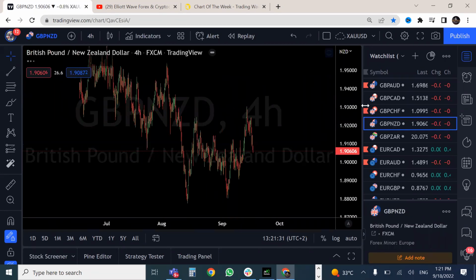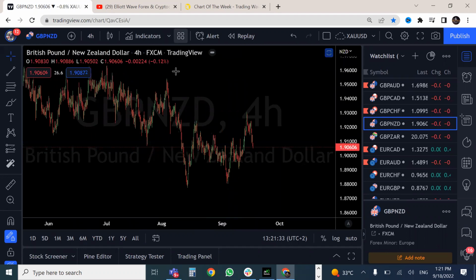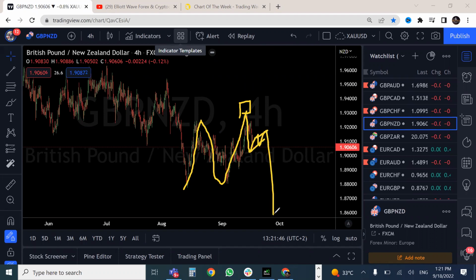Another textbook setup here on pound New Zealand. If you missed it from the blue box, so this would have been your blue box area here, and you see this, wait for it to give you an opportunity. Do not chase it. Anticipate a pullback. If it gives you an opportunity, then you can ride that trend. The idea is that we are making this ABC corrective structure, and we are still going to see more downside on pound New Zealand.